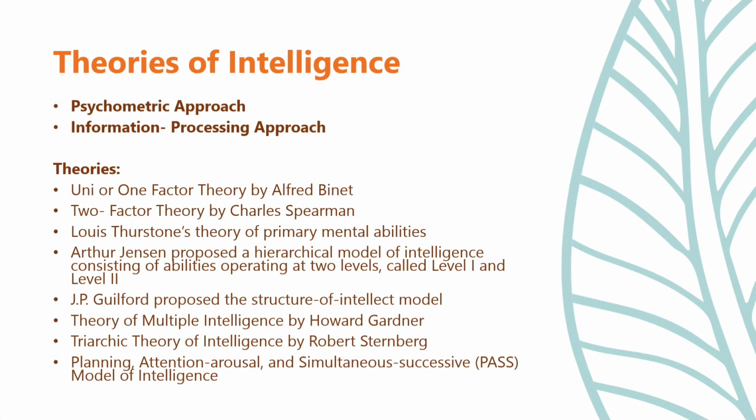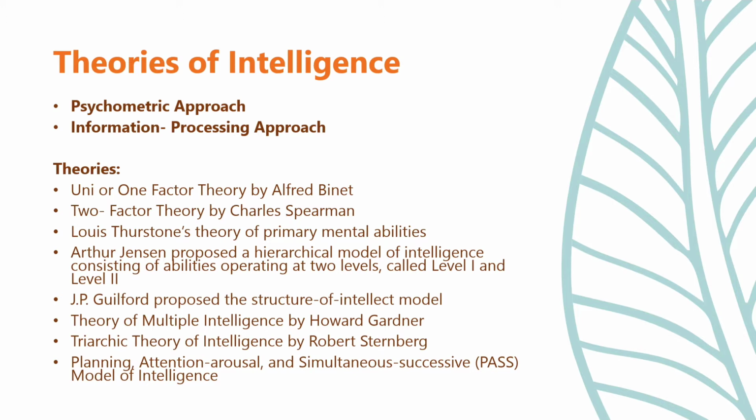Now, let's talk about the theories of intelligence. Theories of intelligence can be broadly classified as either representing a psychometric structural approach or an information processing approach. Psychometric approach considers intelligence as an aggregate of abilities. That means that it expresses an individual's performance in terms of a single index of cognitive abilities, while information processing approach describes the processes people use in intellectual reasoning and problem solving. That means that it focuses on how an intelligent person acts.